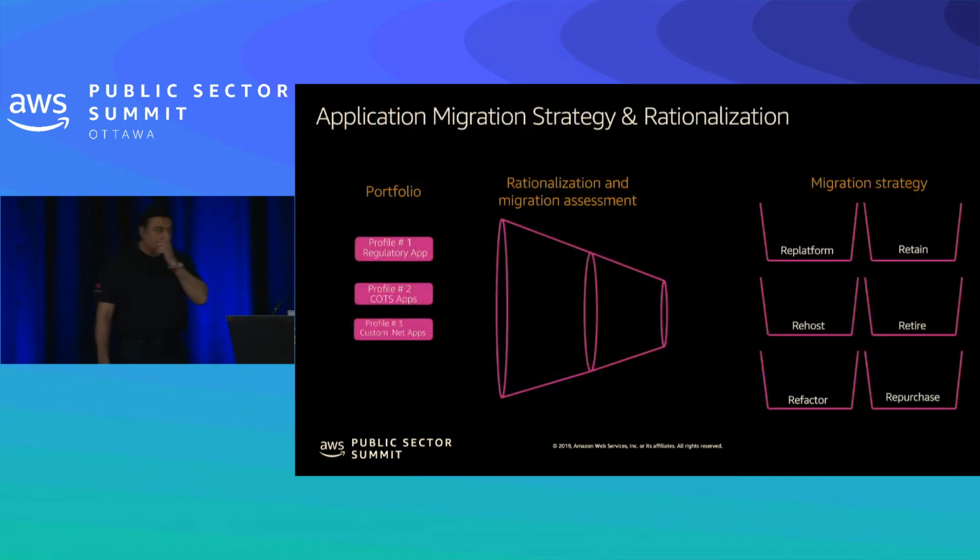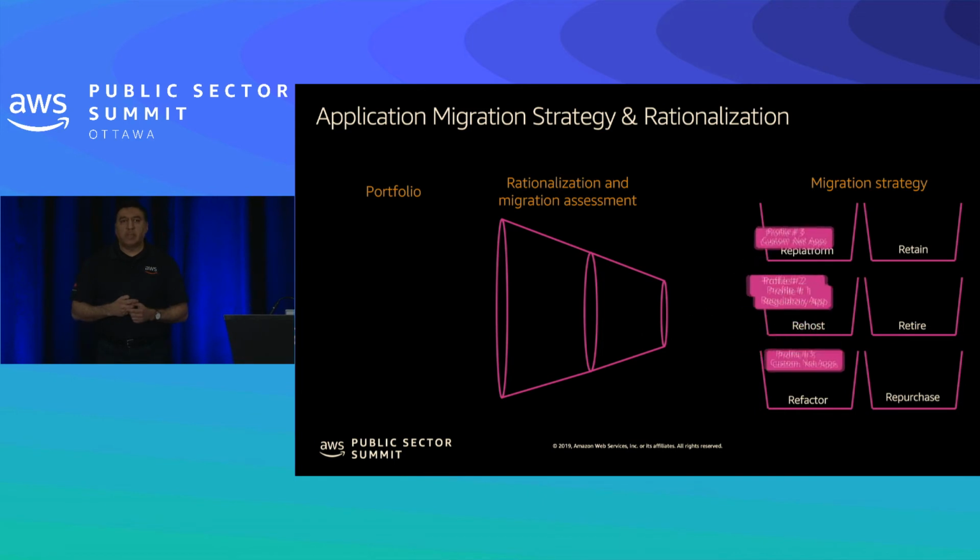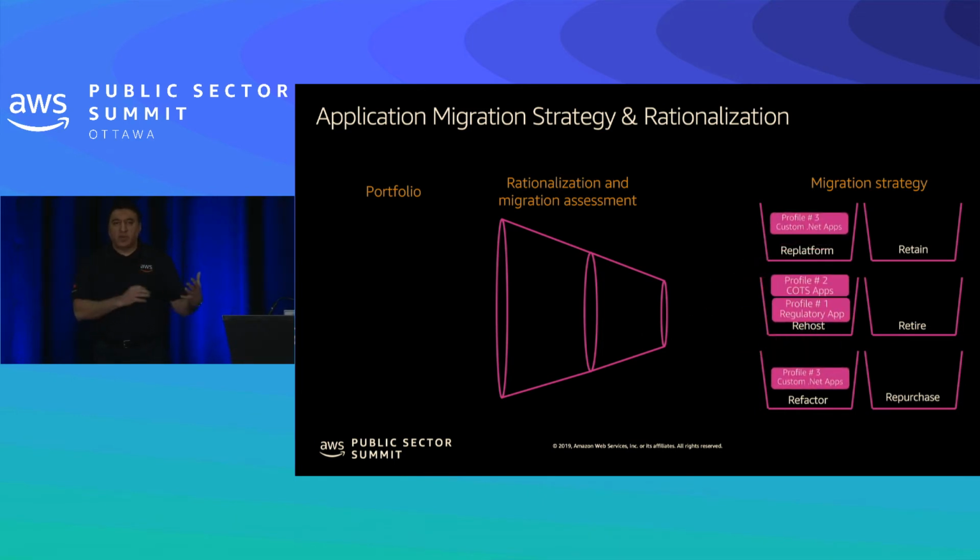Let's talk about applications now. In the MRP process, the migration readiness planning process, we help you rationalize your applications into buckets. Some are COTS applications, commercial off-the-shelf applications. You may have .NET applications. You may have regulatory applications where you would require pre-approval to maybe re-architect them or something. So we help you through that process.